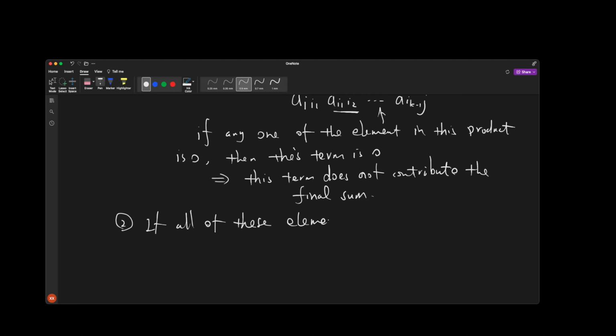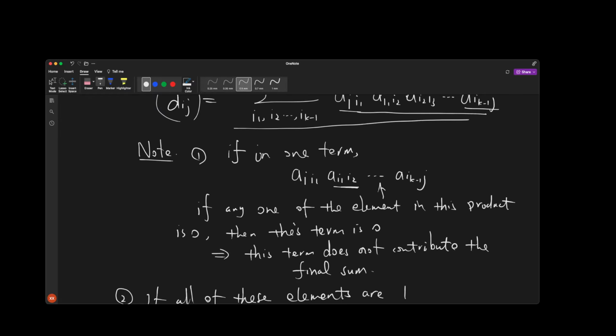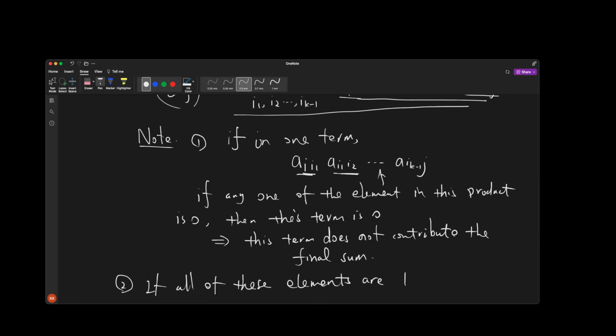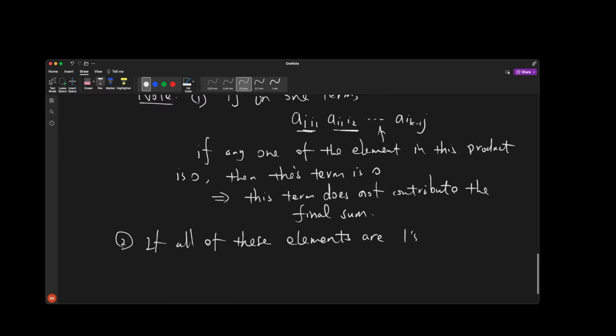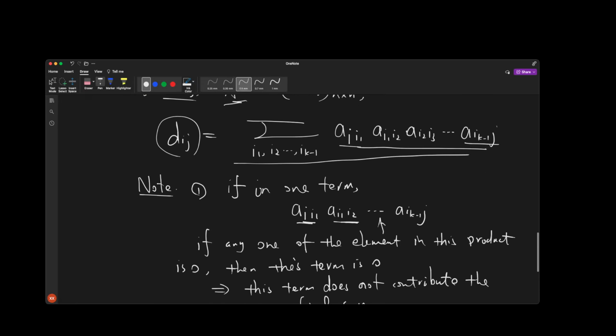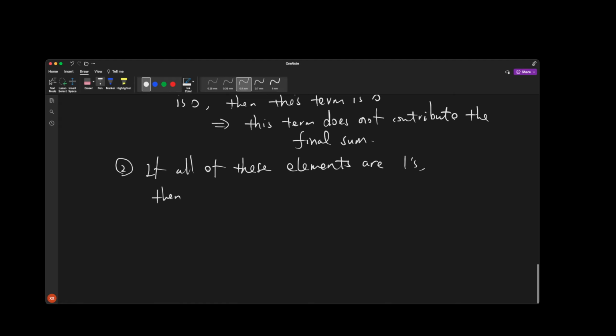And in another case, if all of these elements are 1, because we are talking about a 0,1 matrix, every element is either 0 or 1. So if there are no 0s, it means exactly all of them are 1. So if all of them are 1s, then what happens? Then it means that, okay, let me see.